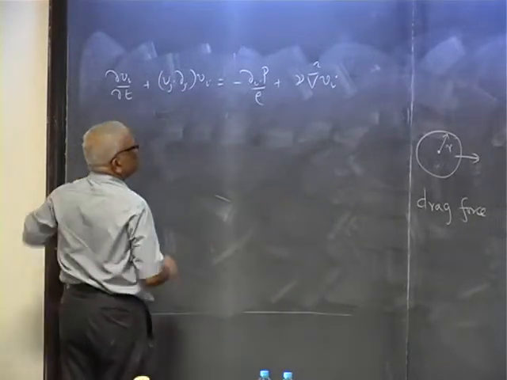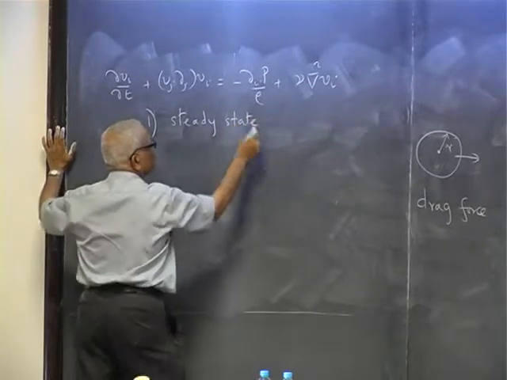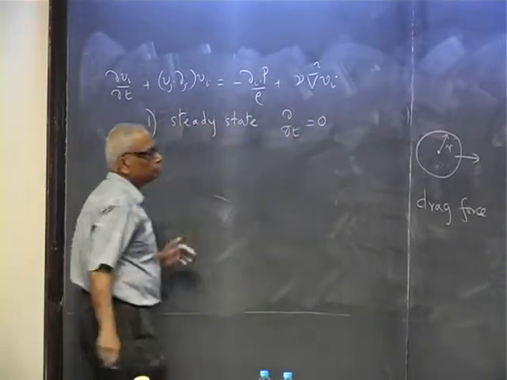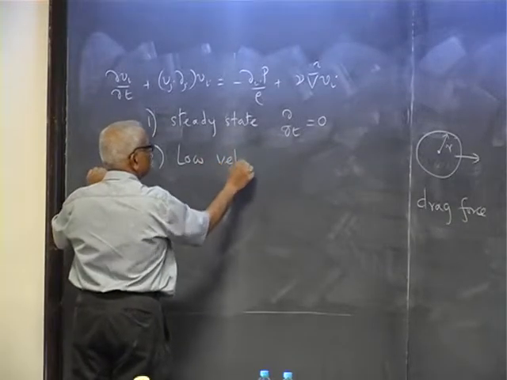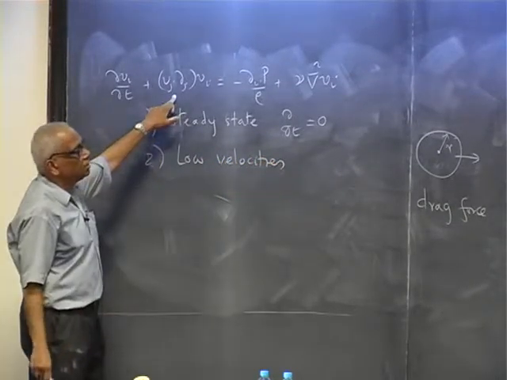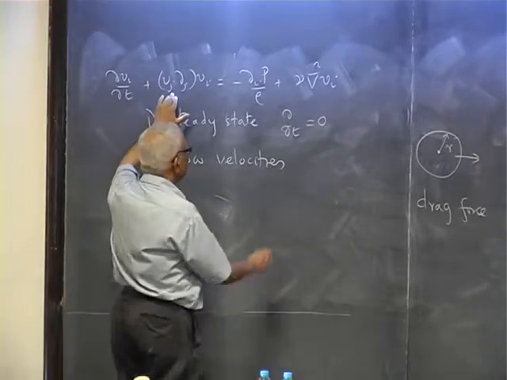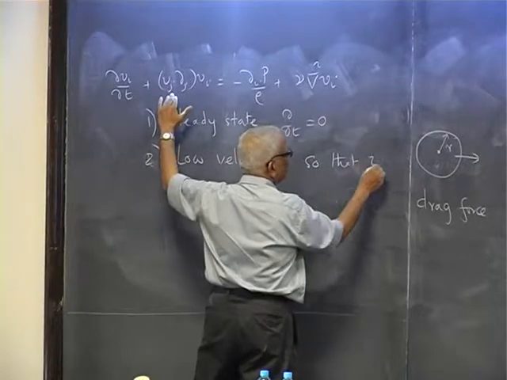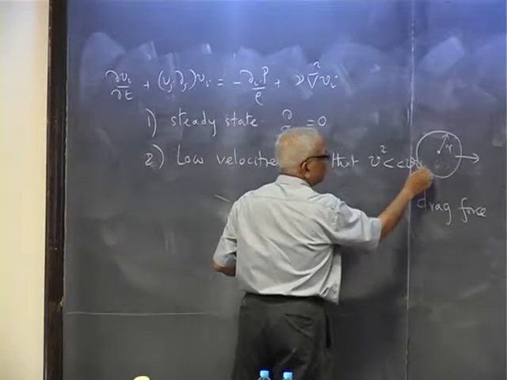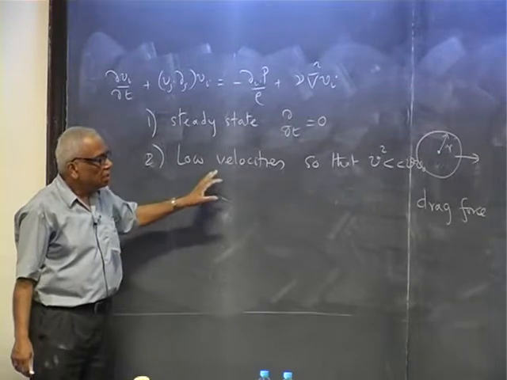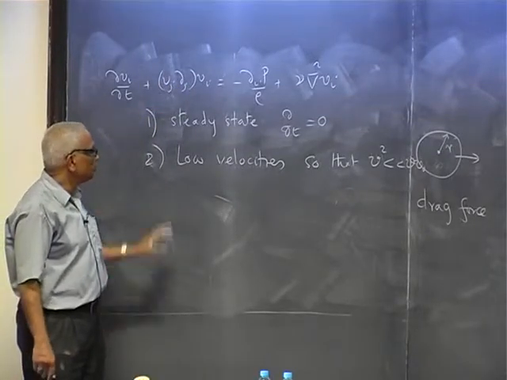So, number one approximation or assumption: steady state, so ∂/∂t equals 0. Number two, low velocities. This term is quadratic in the velocities. It's a nonlinear term in this differential equation. So this is going to be low velocities so that v squared is much smaller than v times some scale v naught. The velocities are small enough that I want to drop the v squared term. So that's the second statement.